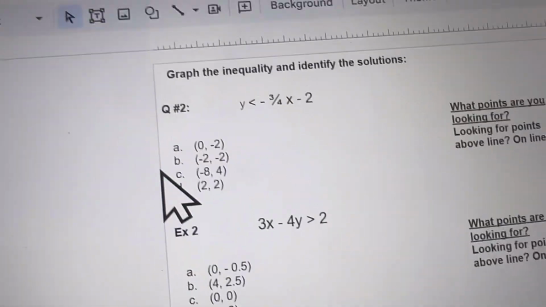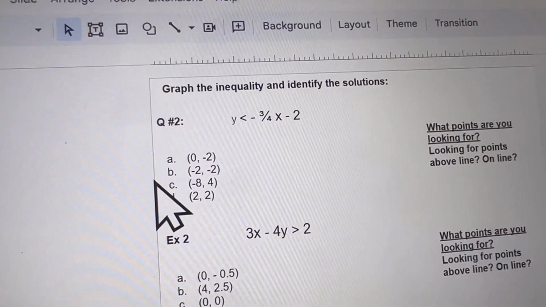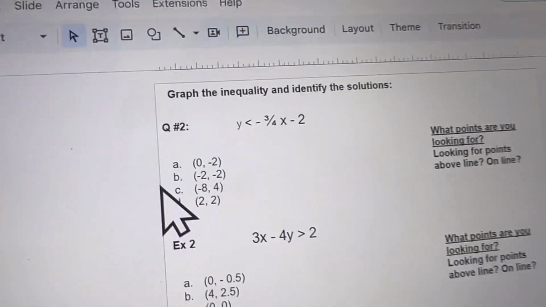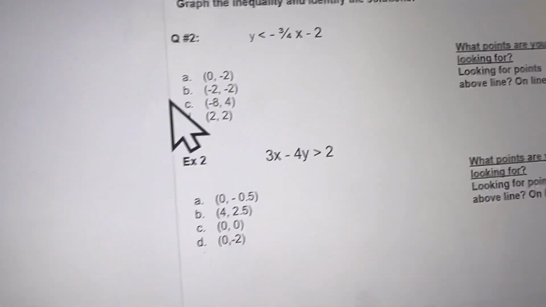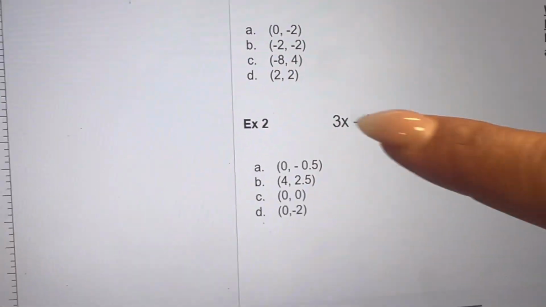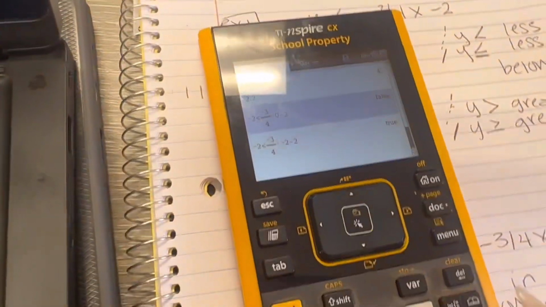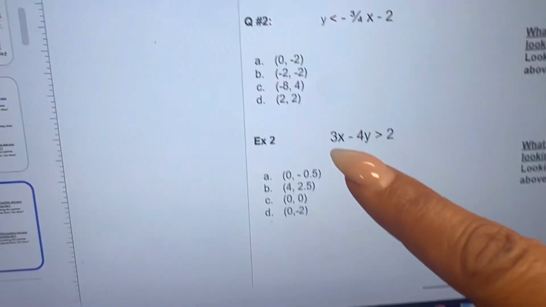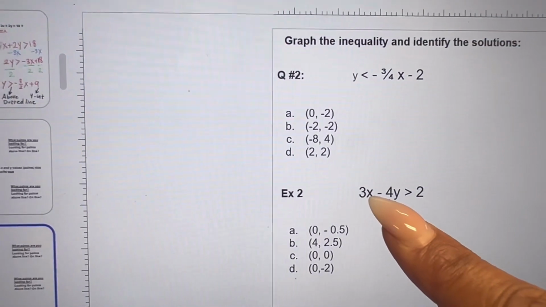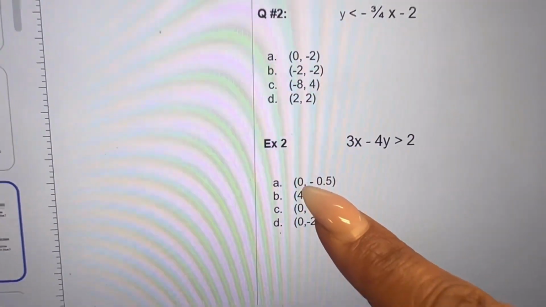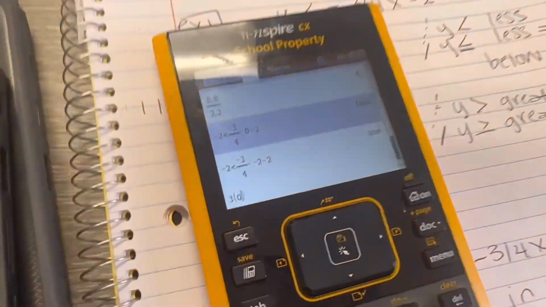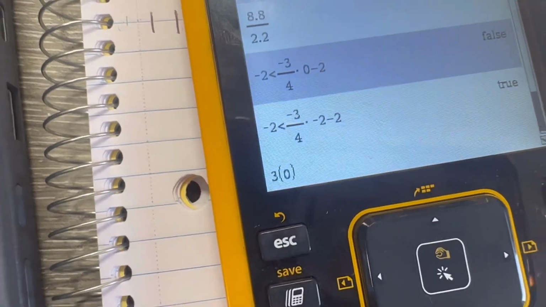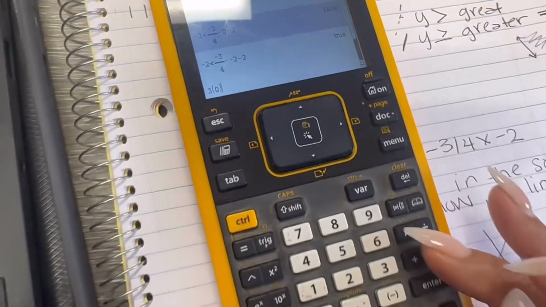Again, it's asking, graph the inequality and identify the solutions. We're not going to graph this just yet, but let's at least do the second question. Identify the solutions. Is A a solution of this inequality? Go over here and put in 3 parentheses x. So if you see an x, put in parentheses. What is our x value? 0. So parentheses 0, close parentheses. 3 times that x value.